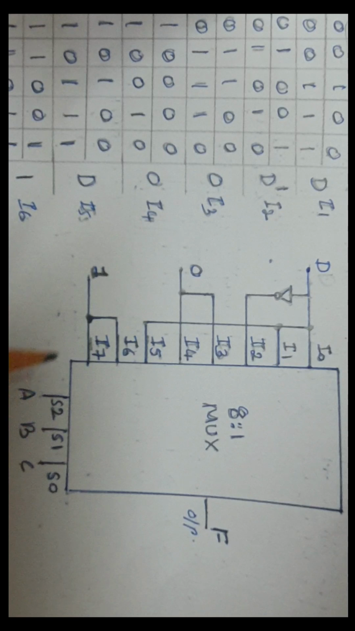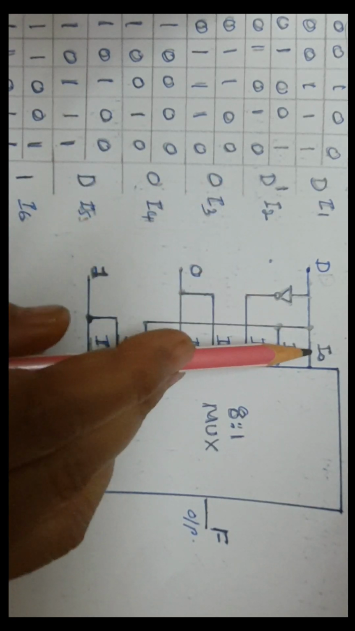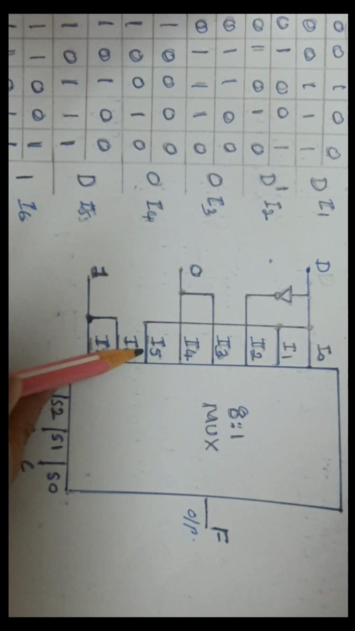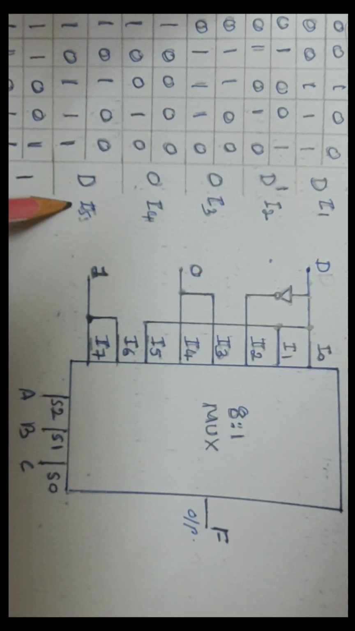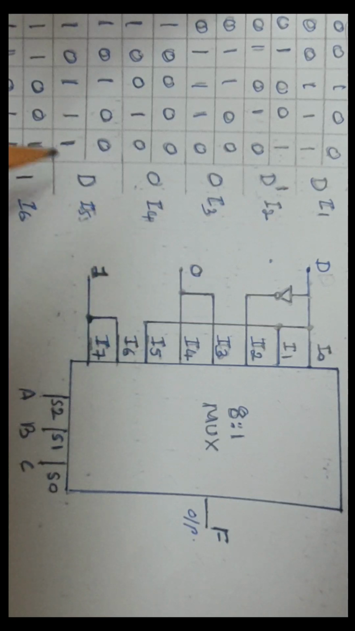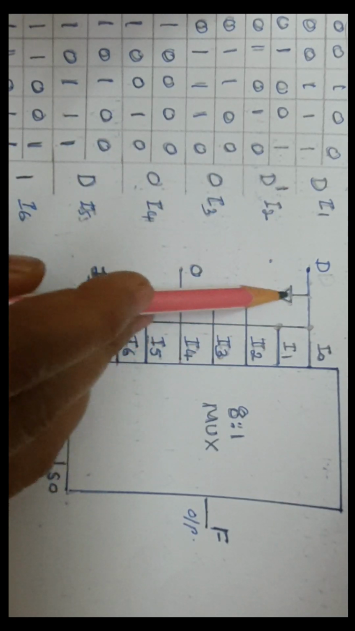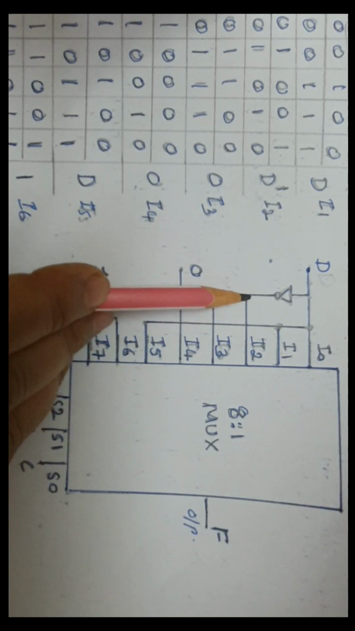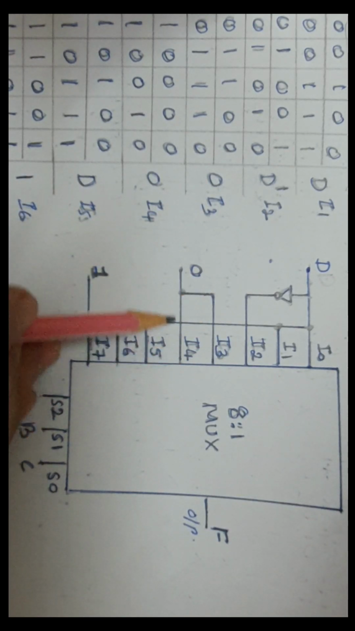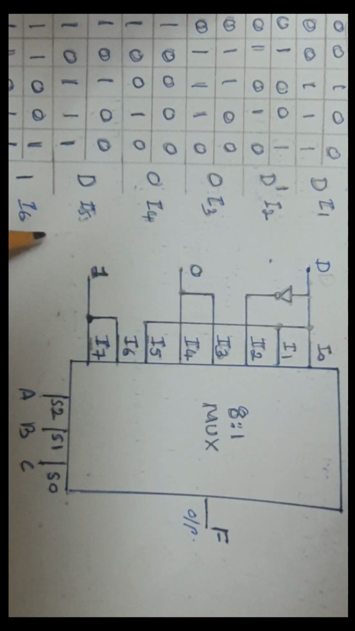What is remaining? D. So the inputs we have already found in the truth table: I0 is D, I1 is also D, I5 is also D. Hence I0, I1, I5 all are shorted and they are given the D input. Then I2 is D dash, so from D, one NOT gate is connected. Here D dash is generated and that is given to I2. I3 and I4 are 0, so they are given a logic 0 connection. I6 and I7 are 1, so they are tied together and given a logic 1 input.